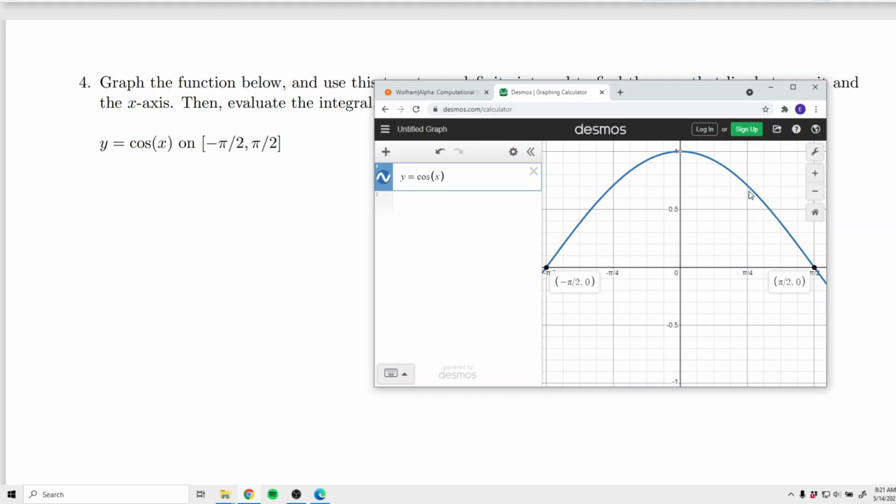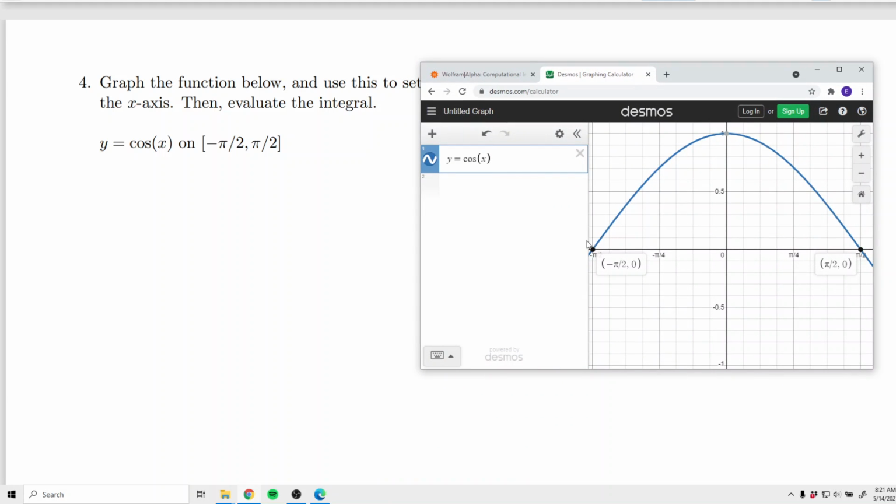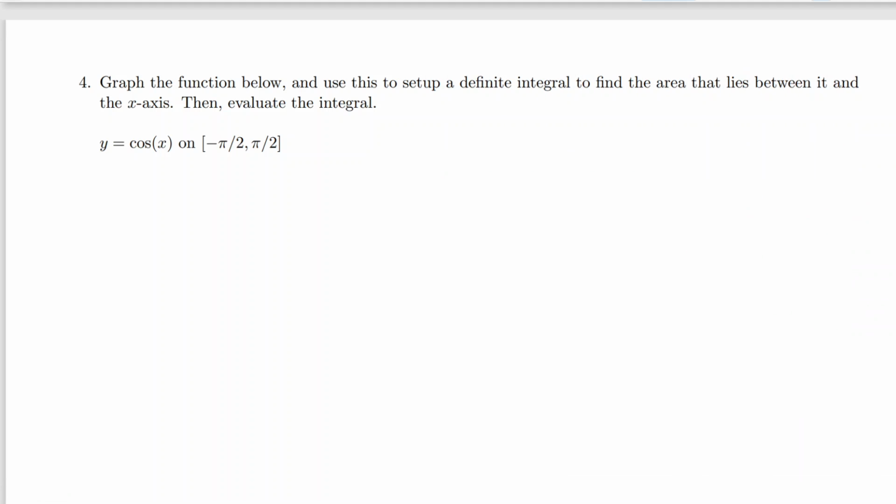So this part of the graph of cosine, it's all above the x-axis, which means when we do the integral, it's going to give us the exact area. If it was all below the x-axis, then we would have to do a negative of the integral. But because it's above, we can just do the integral itself. So let's just keep that in mind. We're going to integrate cosine of x from negative pi over 2 to pi over 2. And that's going to give us the exact area because our curve is above the x-axis the whole way. All right, so that's the setup part.